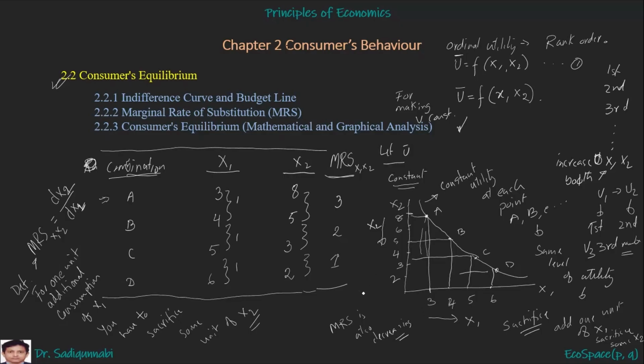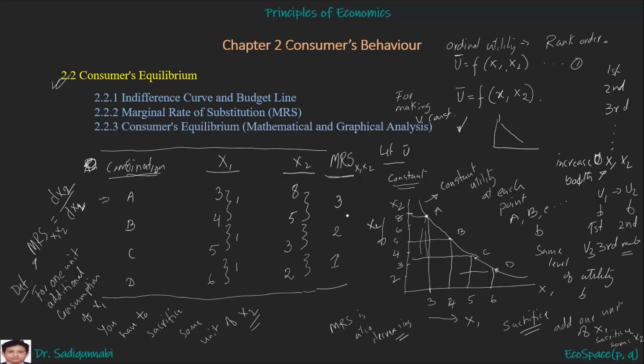Now tell me, when MRS is constant, what could the curve look like? Suppose MRS is 3, 3, 3, 3. What is the shape of the curve? It will be a straight line, sir. Straight line. Okay, thank you. So when MRS is constant, then it is a straight line.